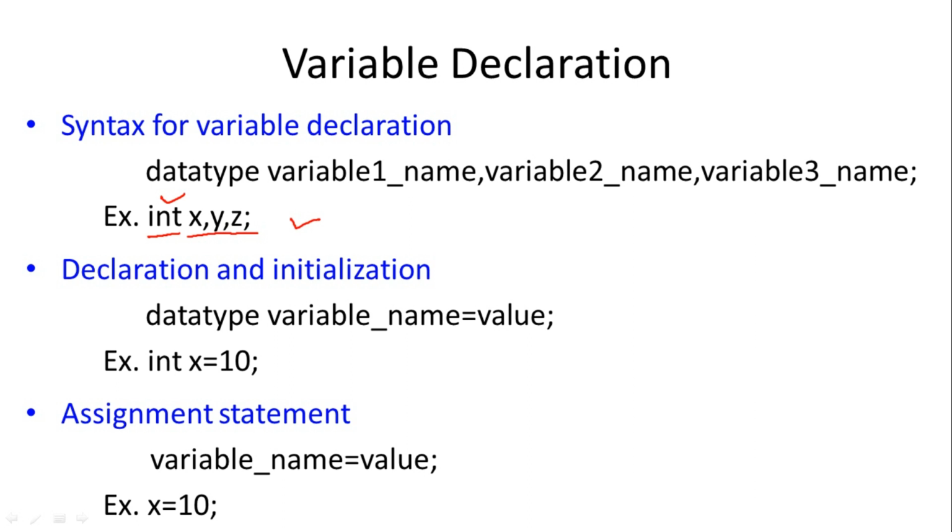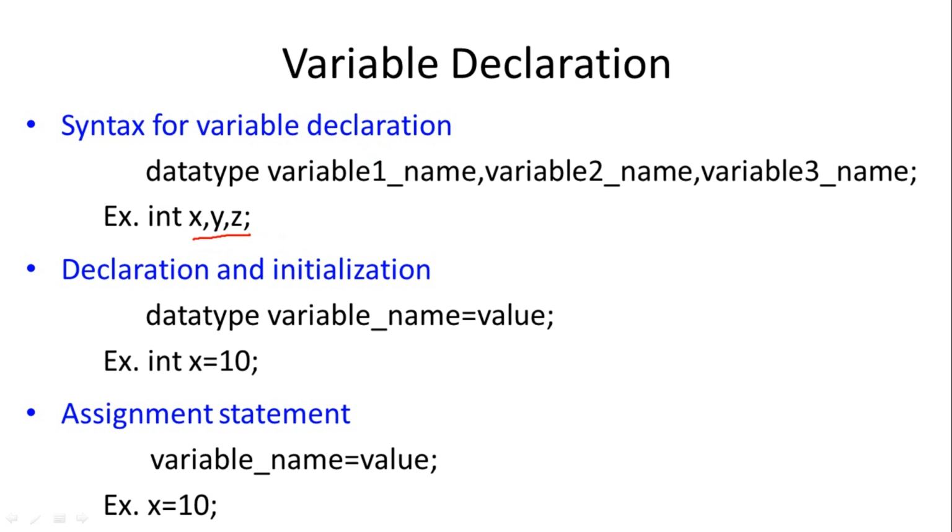And as it is of type integer, for x, y and z, all three require 2 bytes. So this is the first thing that we should do in our program before using any variable, that is variable declaration. Second thing is, now assume that we have declared the variables x, y, z, for example. Now we have to assign some values to those variables.